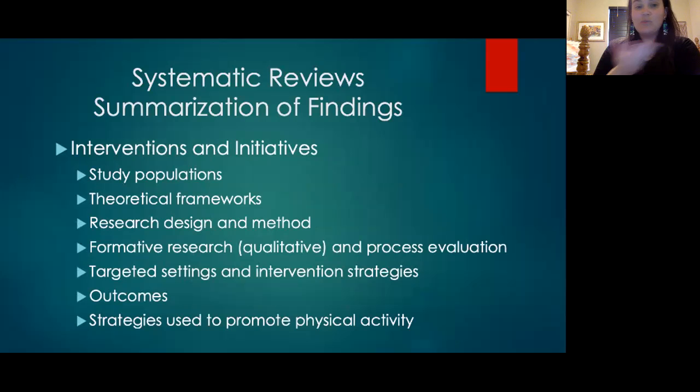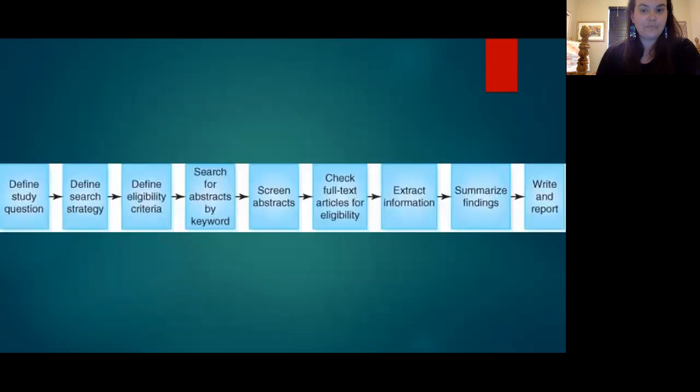It took me about 5 minutes or less to describe that. It is a very iterative and long process. And when we think of that long process, this is it, and this is from your book. It says define the study question, search strategy, eligibility criteria, search for abstracts by keyword, you screen the abstracts, you check the full text, extract information, summarize findings, write and report. It doesn't take a lot of resources out in the community, but it does take a lot of time.